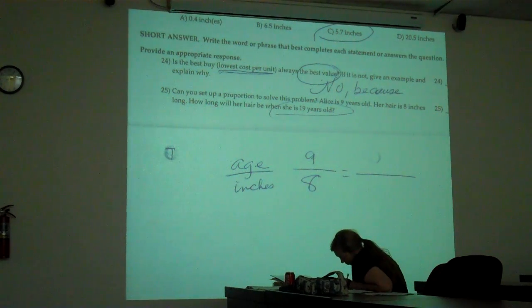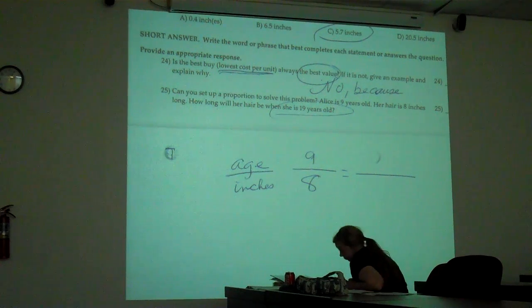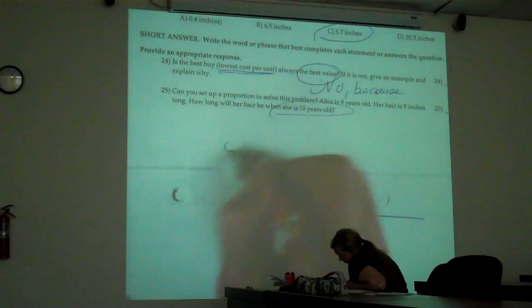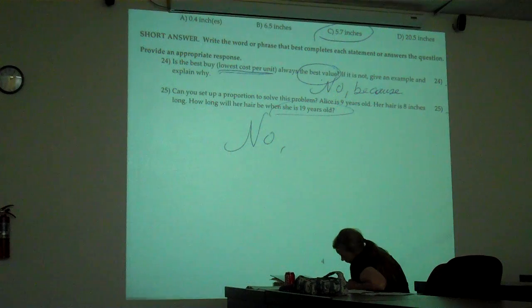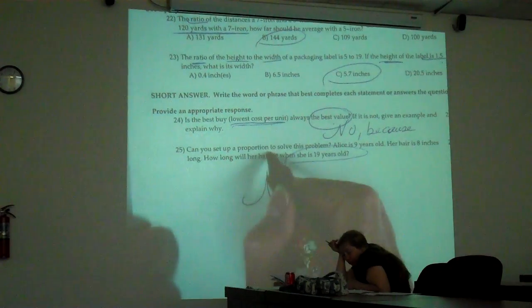You can't set it up, huh? Why? Because you don't know how long her hair is going to grow day to day, or year to year. What if she cuts it? She could cut it a lot of times between now and then. So it can't be set up because of the cutting of the hair and all that. You can set it up, but it's not going to be accurate. It would be an estimate. I think the problem is asking, if she just lets it grow without cutting it, can you set a proportion to solve it?